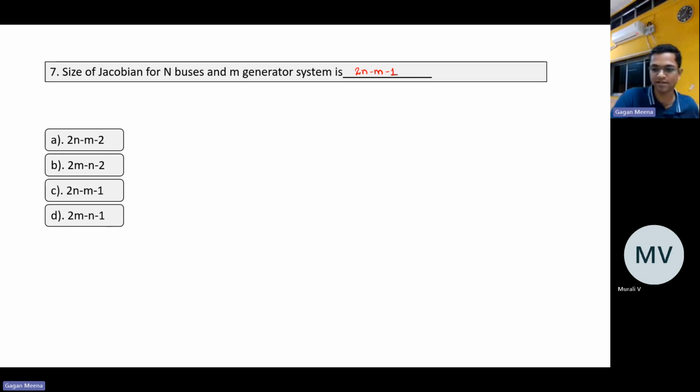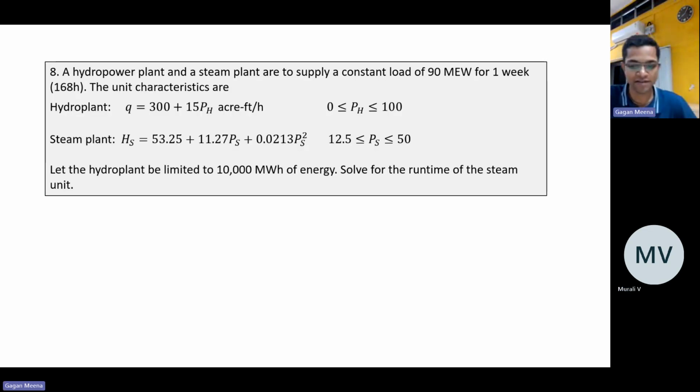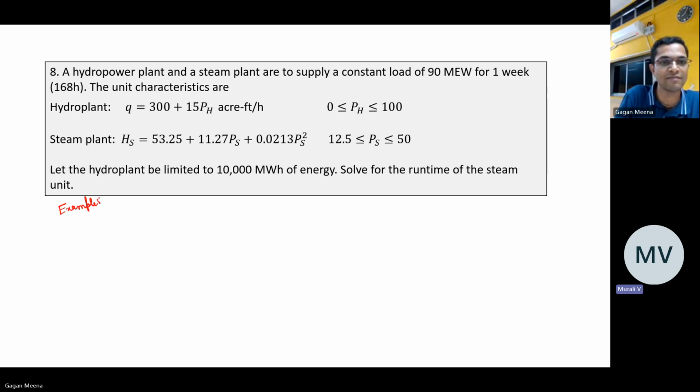Now we will discuss this last question. This is a numerical on hydrothermal scheduling. It's example 5 from chapter 5 of the book. Do you have that book?